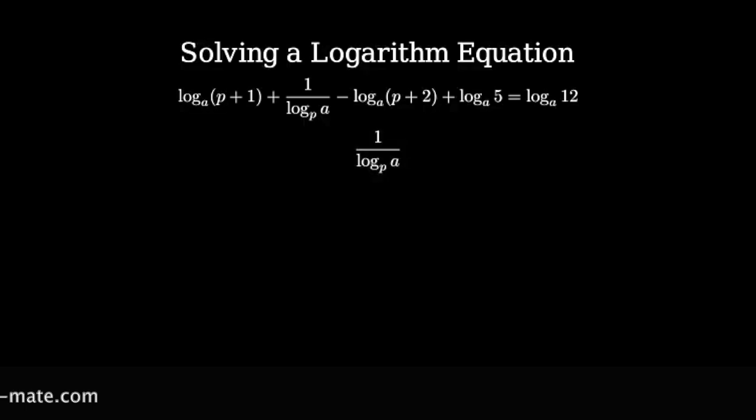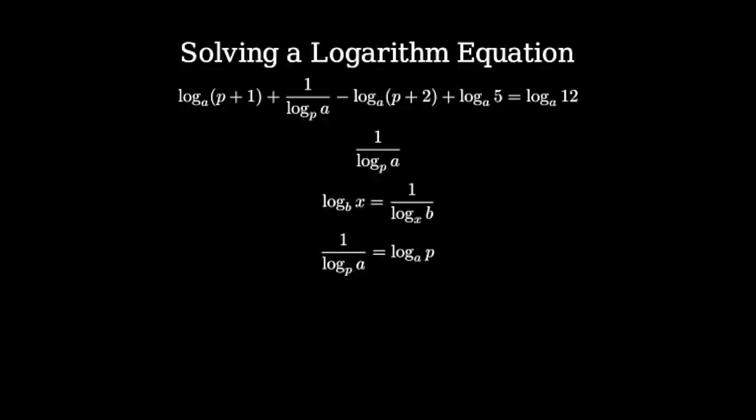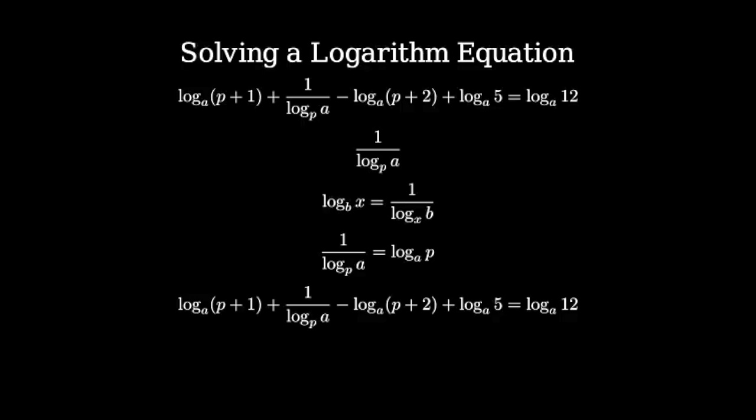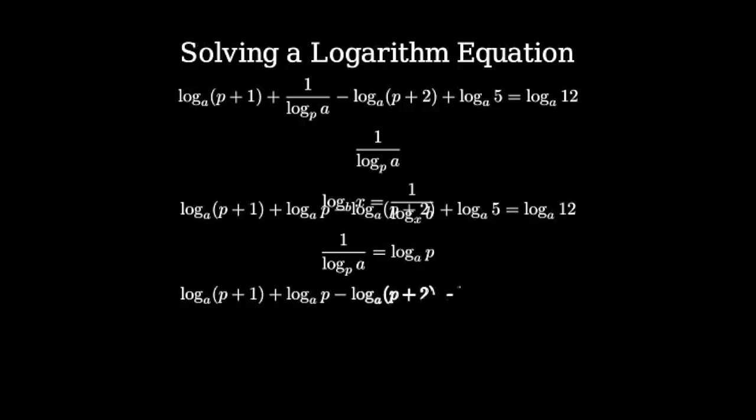First, let's focus on the term 1 over log base p of a. We can use the change of base formula for logarithms, which states that log base b of x is equal to 1 over log base x of b. Applying this rule, our term 1 over log base p of a becomes log base a of p. Now, let's substitute this back into our original equation. The equation becomes log base a of (p plus 1), plus log base a of p, minus log base a of (p plus 2), plus log base a of 5, equals log base a of 12.